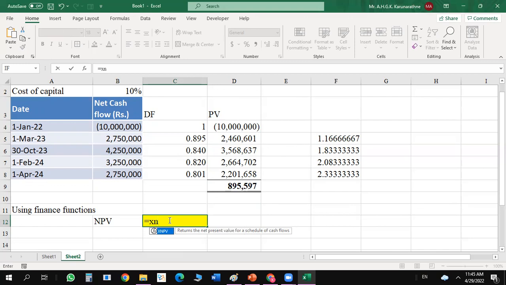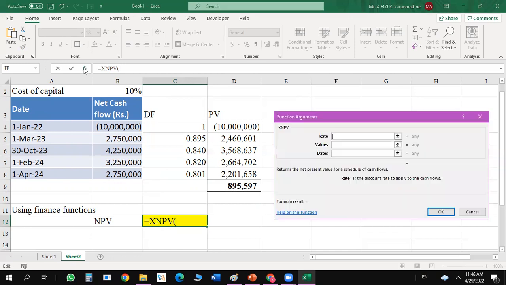Because project having irregular cash flow, we need to have a different kind of formula. Excel has differentiated ordinary NPV calculation from irregular cash flow NPV calculation, and those formulas are differentiated by adding X here. So it is the same NPV, right? XNPV, just click on this and go to expansion mode like this, then give the required information. When it comes to computing NPV with irregular cash flows, it is very easy. Give the rate given in the question, then give the values.